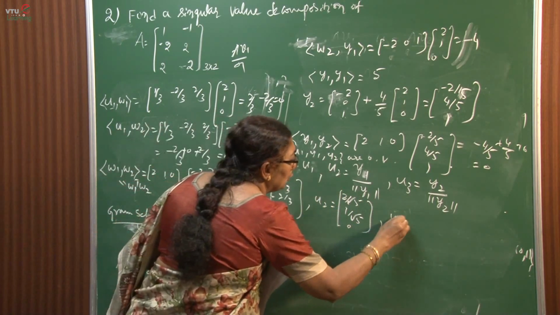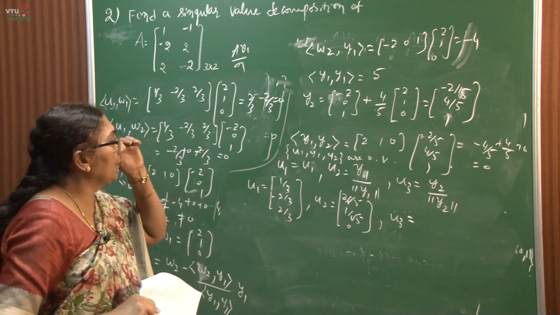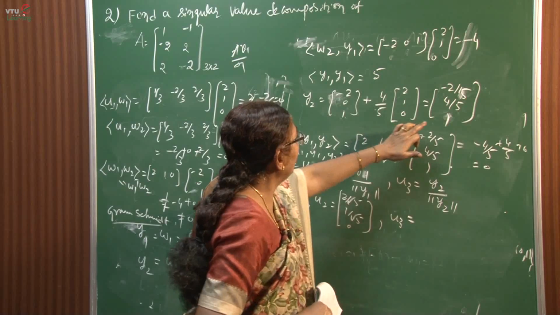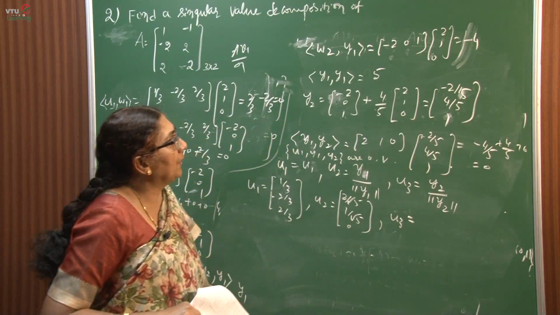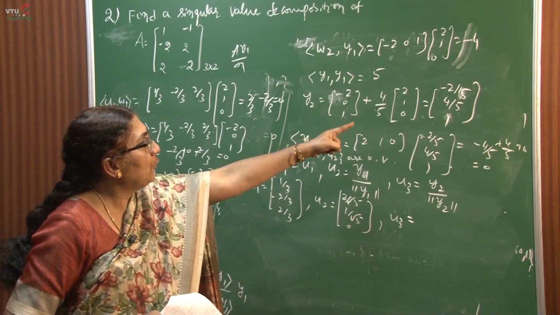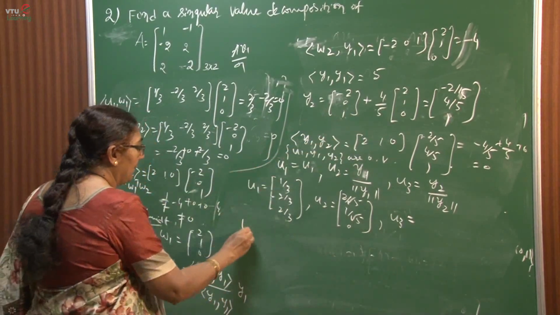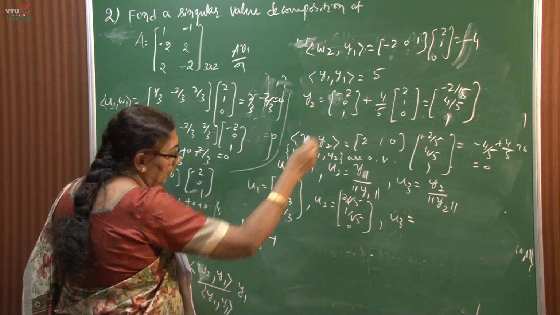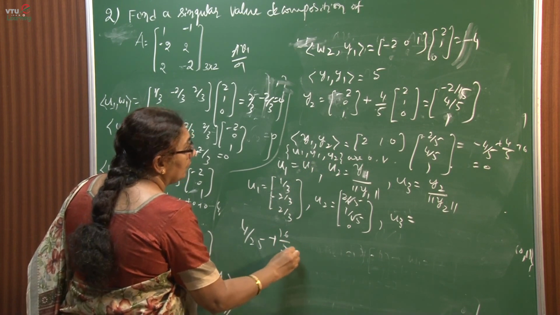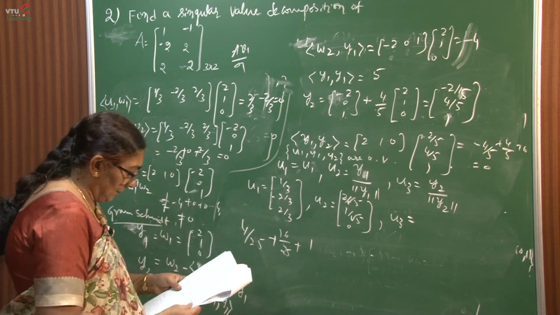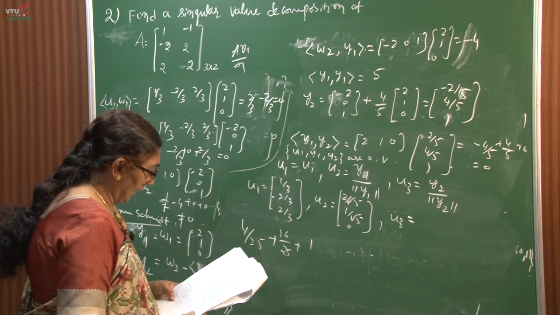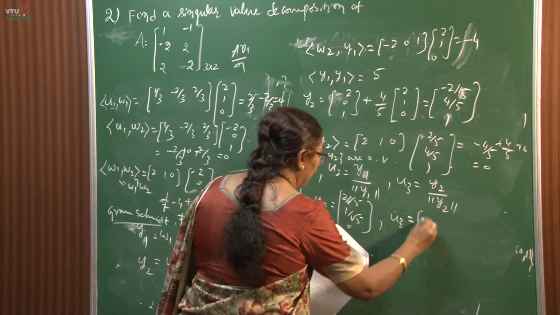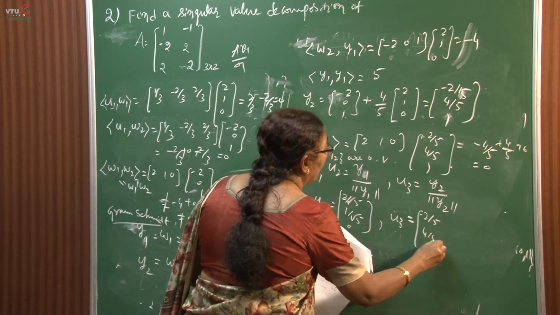And next you take u3. Take the norm of Y2. What is the Y2 value? This is my Y2 value. Square root of the squares: 4 by 25 plus 16 by 25 and then 1. Take LCM and simplify that. Finally, we get the value of u3: minus 2 by 5, 4 by 5 and 1.